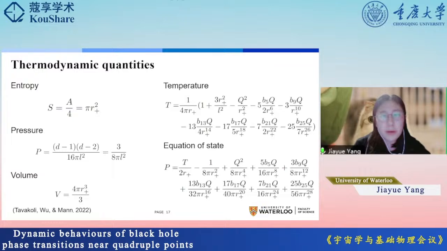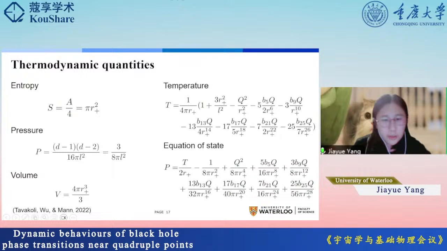We can also find the equation of state, a formula that relates the pressure and the temperature. It is very much like the equation of state in chemical systems, like PV equals nRT. So this is an analogy of that. This is the equation of state for the black hole.